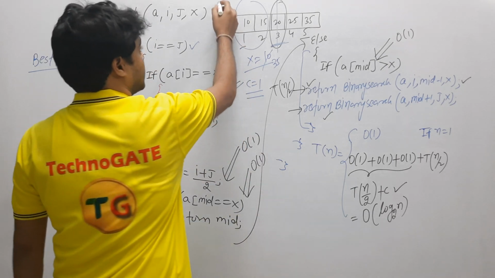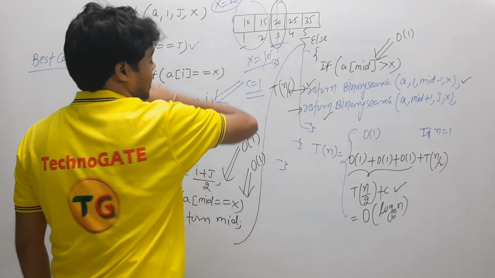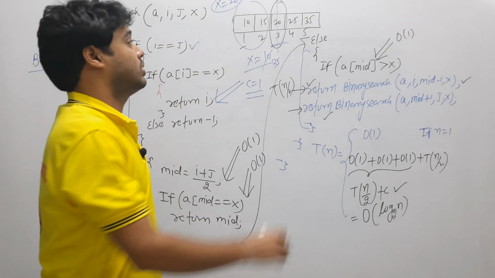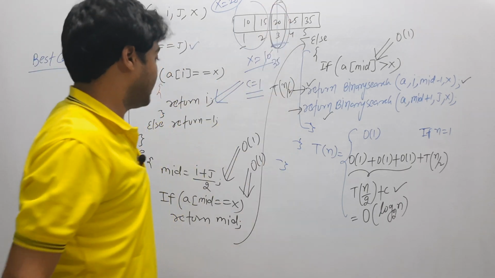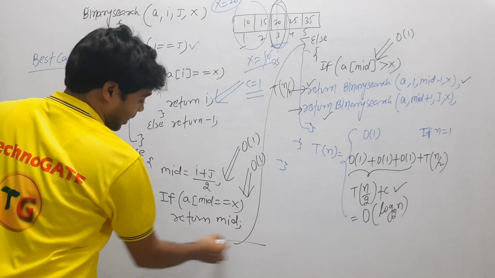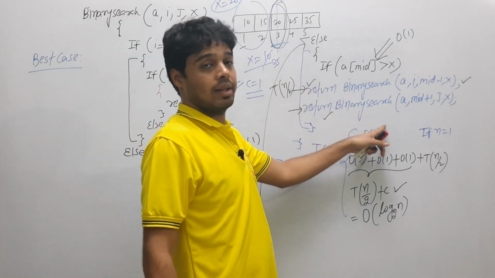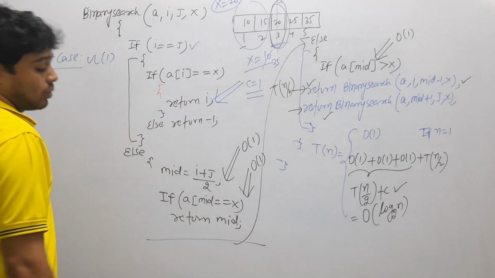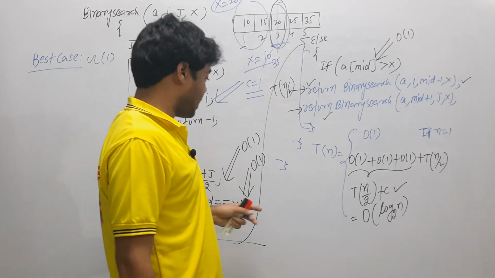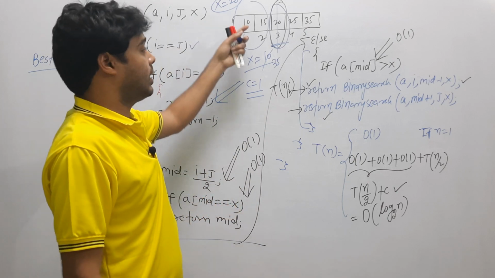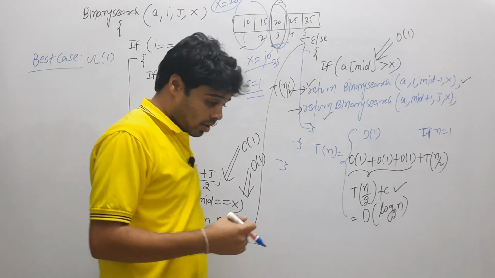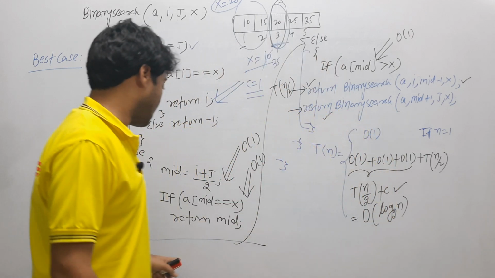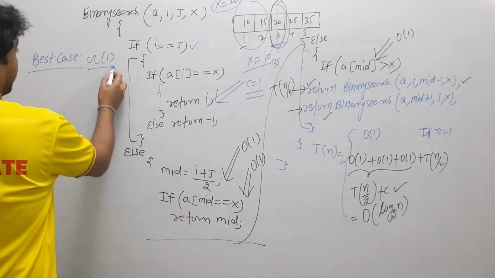Suppose you want to search 20. That is the best case: whenever we find the element at the mid position. Here 20 is present at mid, so it takes constant time, because the recursive call is done only once. How much time does it take in the best case? Order of one. So remember this procedure. The element we want to find is present at the mid position, so constant time.